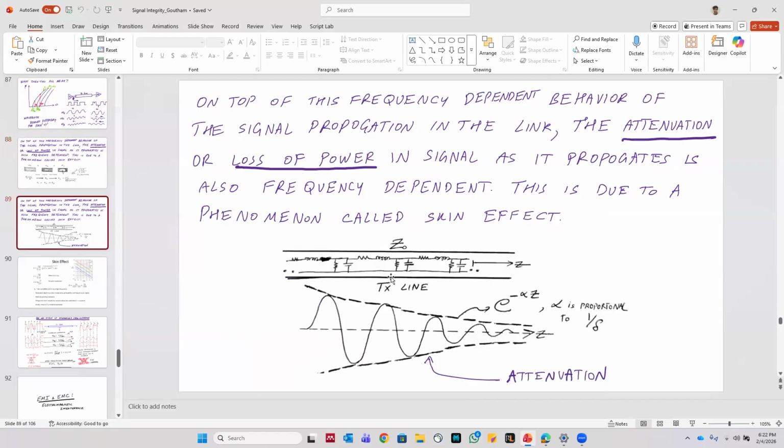And that's what this looks like. So initially say the signal was here, but as the signal propagates through the link, the signal is losing power, so it's decaying in amplitude, right? And this is also going to be dependent on frequency.